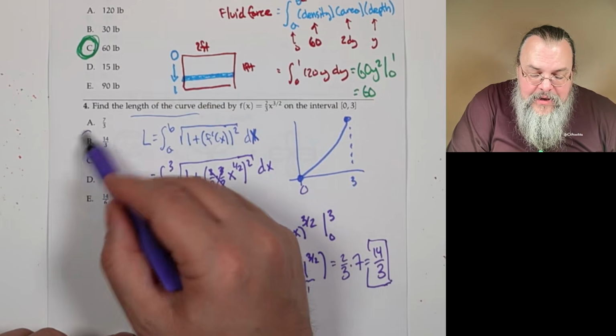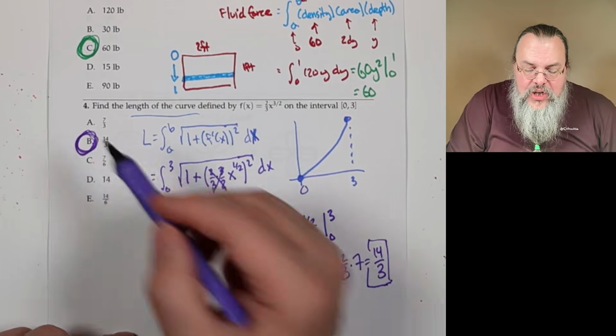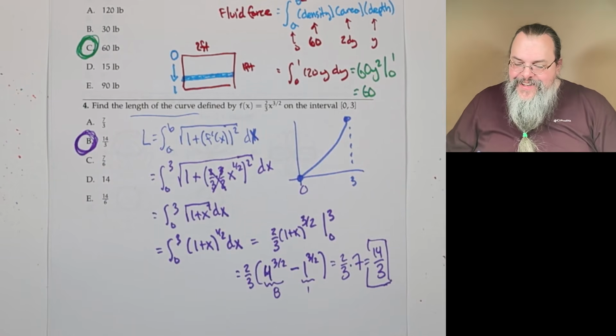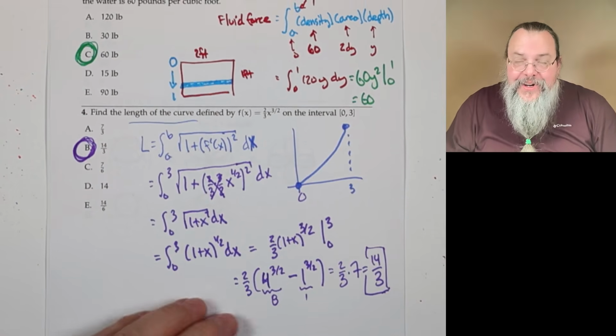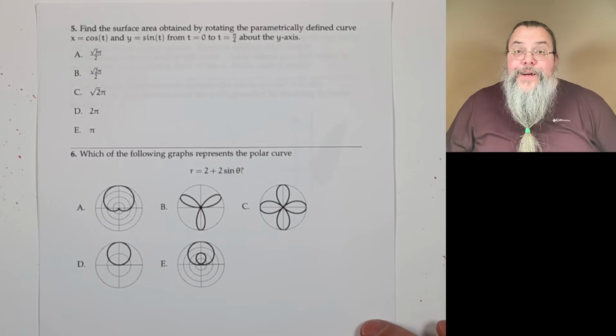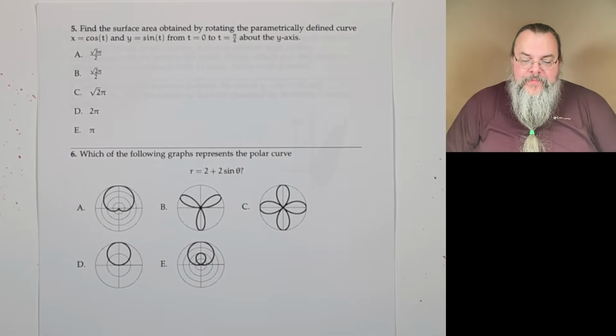And there we go, 14/3. And hey, check it out. Check, check, check. It's an option. All right, good, good. Well, let's keep going. To number 5.